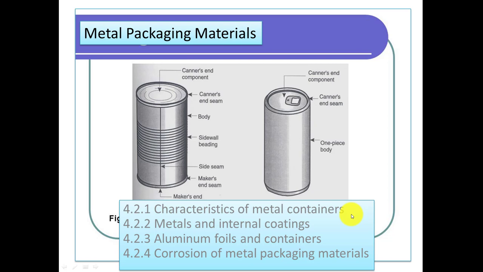If you go through the module descriptor, the first part is the characteristics of metal containers, second is the metal and internal coating, third is the aluminum foil and container, and the fourth one is corrosion. I'll talk about only three parts, and the last part, corrosion of metal packaging material, is a very common topic that you might have learned in your lower classes. Moreover, I have assigned this topic to somebody, so I'll not go into detail. I'll talk about it a bit later. It's very basic. So let me start this unit on metal packaging material.